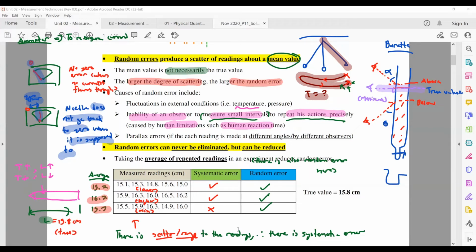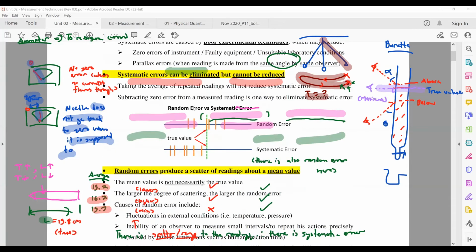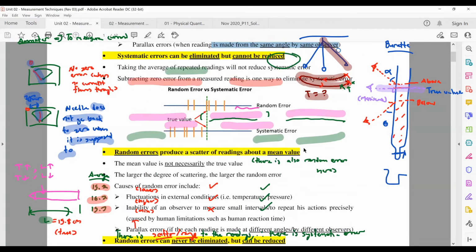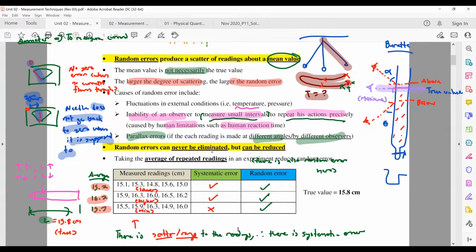And then random errors can also be caused by parallax errors. This is if your readings are made at different angles by different observers. Earlier, I told you that parallax error can cause systematic error, but only if it's made at the same angle by the same observer. Parallax error can also cause random errors. This one is if the measurements are made by different observers at different angles.